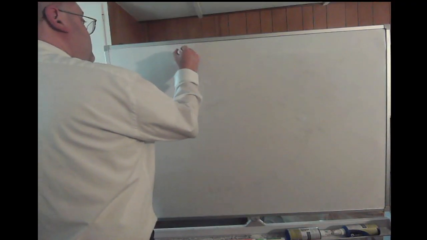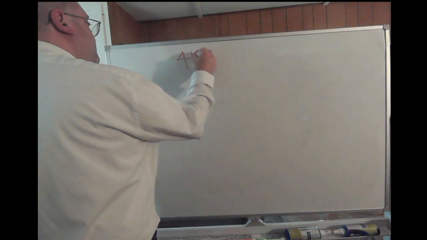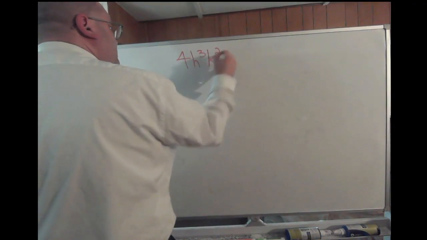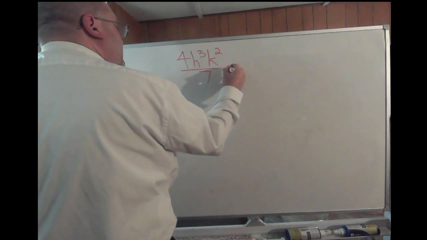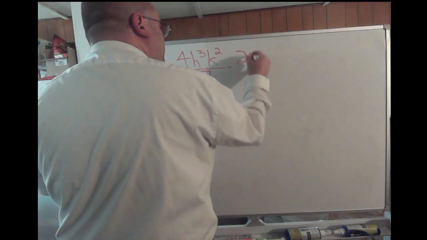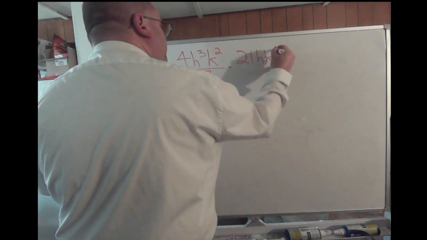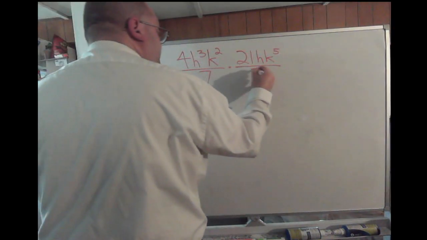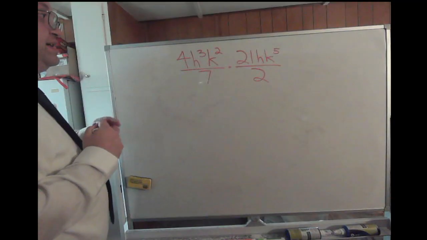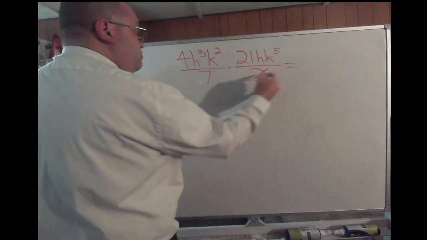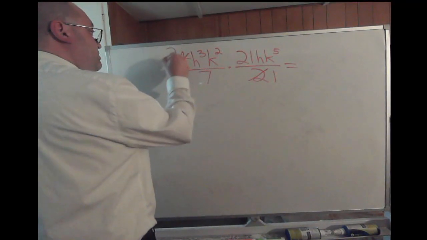Alright. Let's see, we have 4h cubed k squared all over 7 times 21hk to the fifth all over 2. Right away we see some things we could cancel with these fractions. The 4 and the 2 will cancel because 2 divided by 2 is 1. 4 divided by 2 is 2.